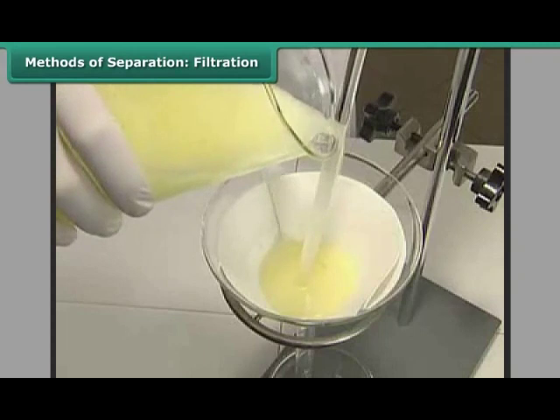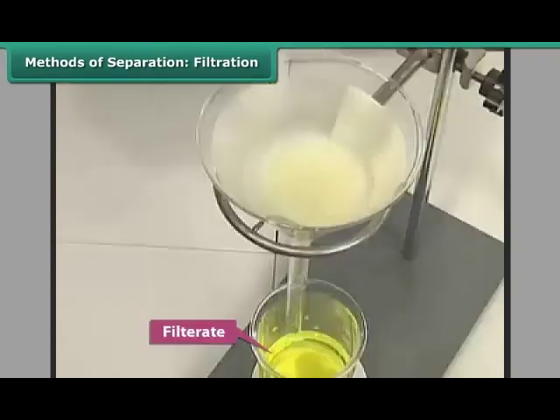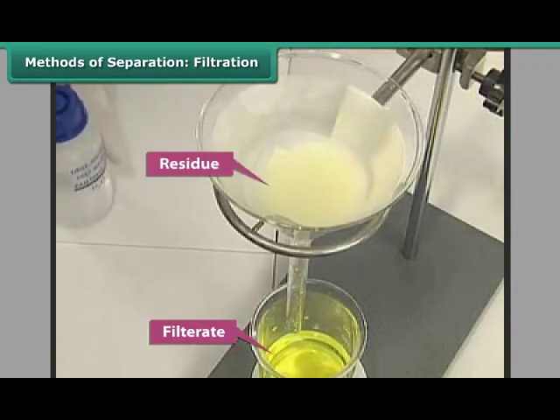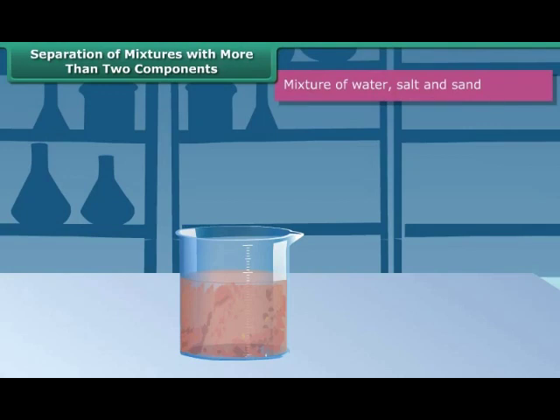The liquid which passes through the filter paper is called the filtrate. The solid particles that are left behind on the filter paper are called the residue. Let us do a workout. If you are given a mixture containing water, sand, and salt, how will you separate the three components from one another?